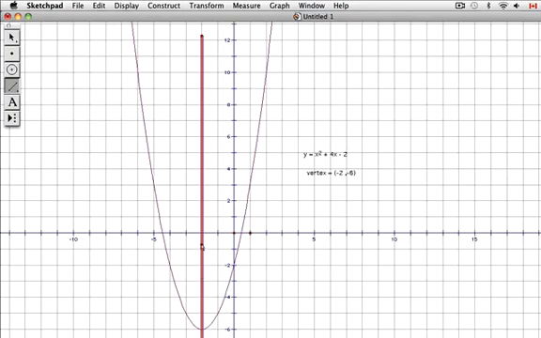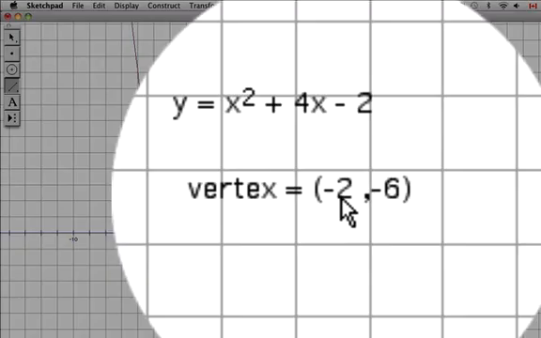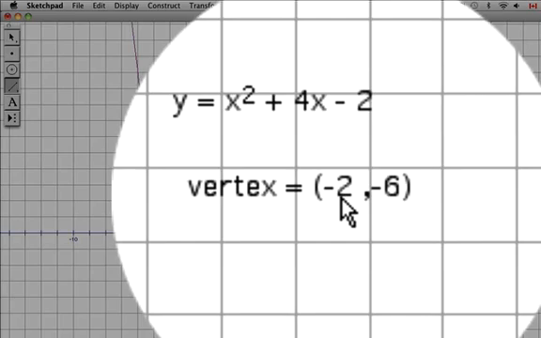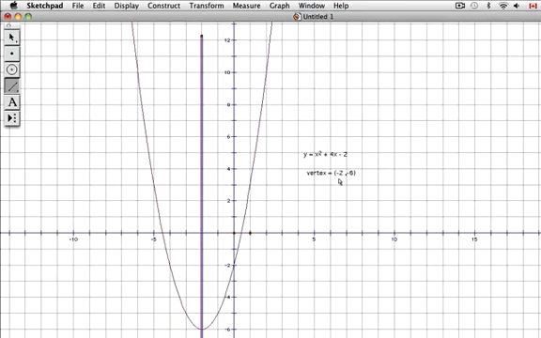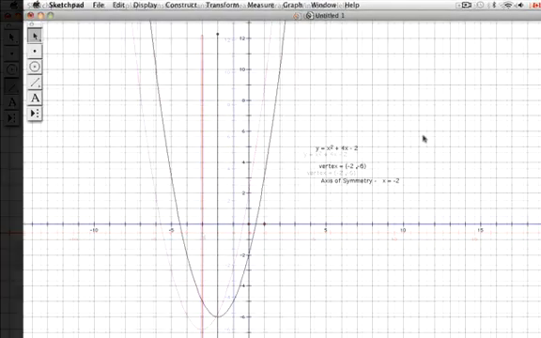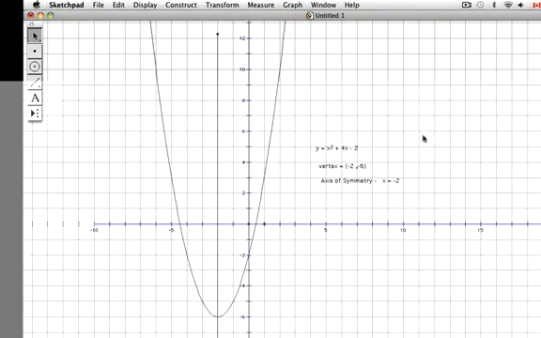that the axis of symmetry goes right through -2 on the x-axis. -2 is also the x-coordinate of the vertex. This tells us that the equation of the axis of symmetry is x equals -2. We've now identified the vertex and the equation of the axis of symmetry. Let's now look at the maximum or minimum values.